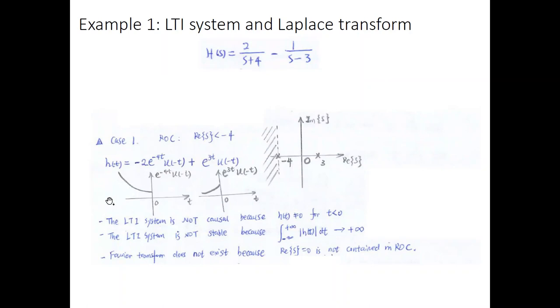So the first term, if plotted, is a left side signal. It's only non-zero to the left of the origin. What I plot here is exponential minus 4t u of minus t. Exponential minus 4t is a function that decays as t increases. And the signal I plot on the right is exponential 3t u of minus t. Exponential 3t is a function that's increasing as t increases. But because of u of minus t, the function is truncated and only the part to the left of the origin is retained. This is the structure of the first and second term of h of t.